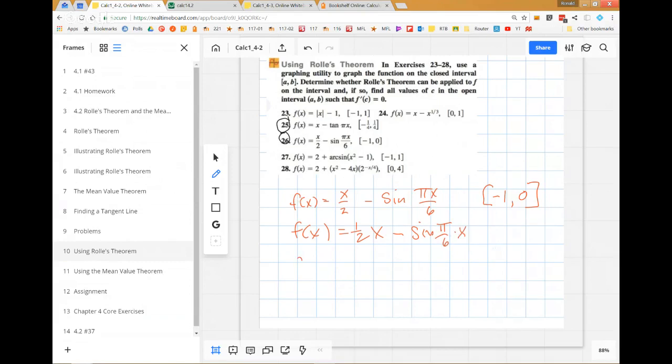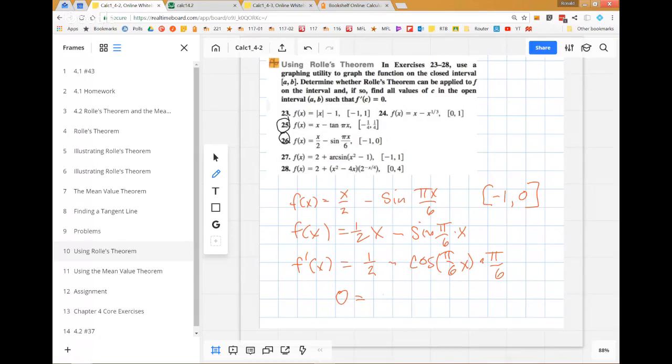Okay, what's the derivative? Well, the derivative of the first part is 1/2. What's the derivative of the sine? Cosine. Okay, do we have a chain rule there? Yeah, because we had this inner function of pi over 6 times x, and what's the derivative of that? Pi over 6.